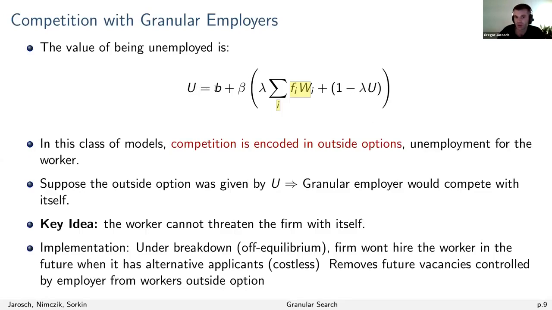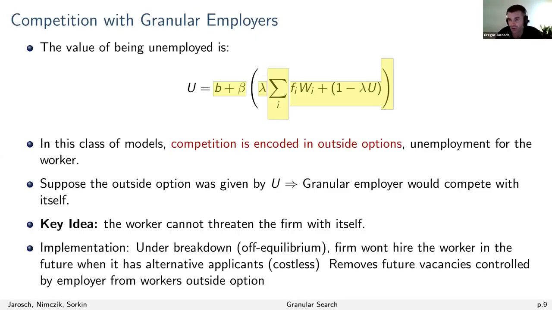Well, if the worker claimed this was his or her outside option, the firm would say, hey, hold on a second, I'm one of those I's. So what you're doing right now is you're claiming some of my own jobs as part of your outside option. You're using myself as a threat point. And basically the key idea of the setup is that we'll now give the firm a way to remove its own vacancies, its own shops, from the threat point.